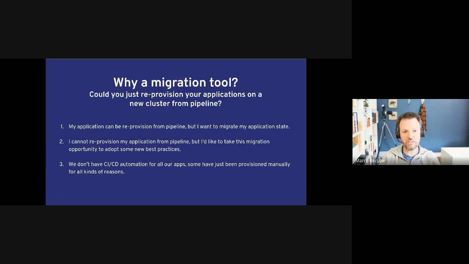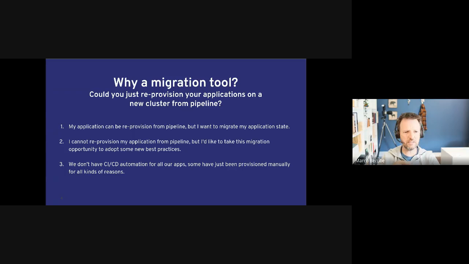The first situation is I can reprovision my application from pipeline, but I need to migrate my application state. I'd say these are the more mature customers from an automation point of view. They might have everything from a CI/CD pipeline point of view in place. That said, once this app is running on a cluster and this cluster has state, even if I can reprovision it, I need to migrate that state to the additional cluster. So this is the first use case.